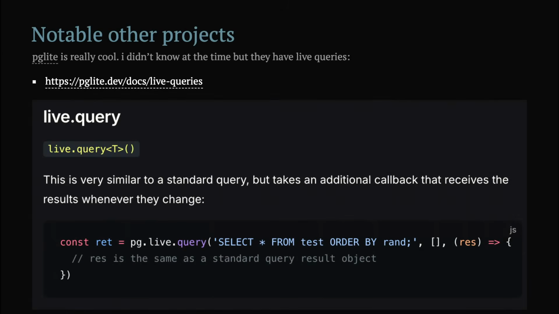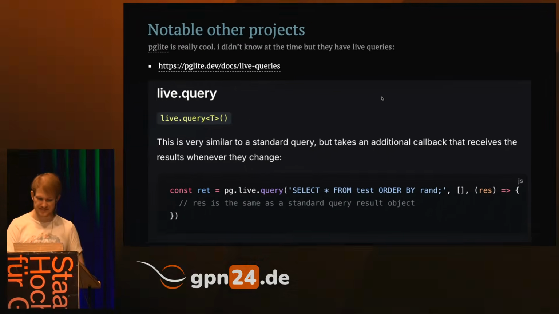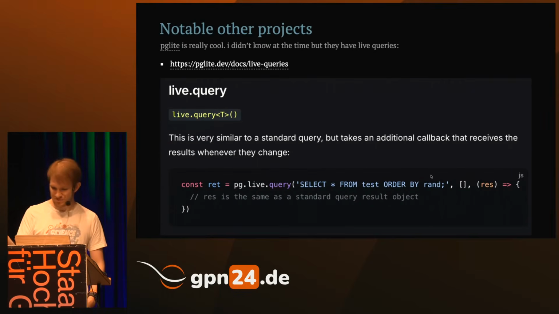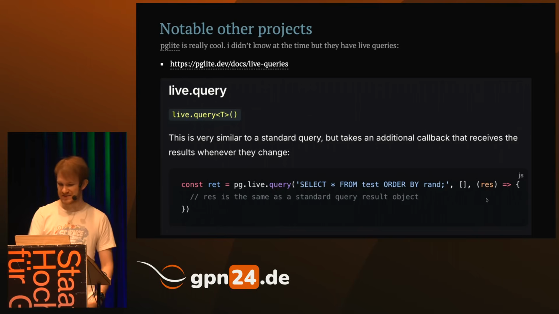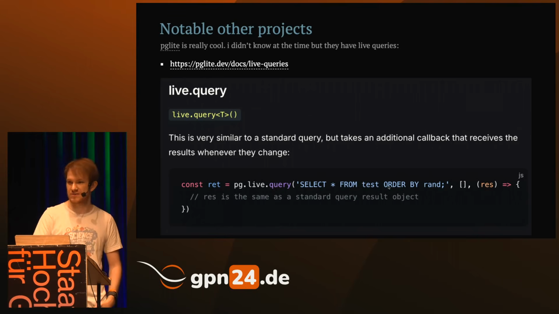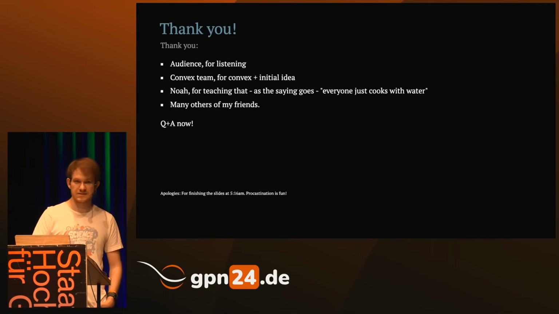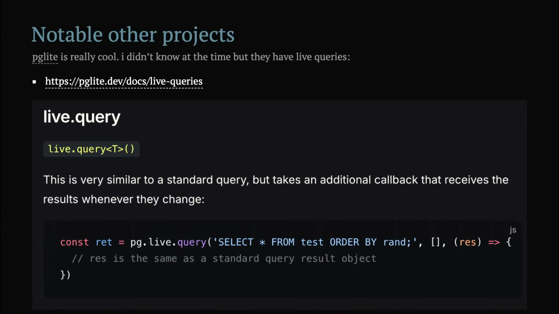And then last slide, actually, notable other projects is PG Lite. This is basically run Postgres inside your node process or your browser, similar to SQLite, basically SQLite for JavaScript. And they have a cool feature which is live queries, where they do basically the same thing, as far as I can tell: you have your query, and if the results of this would change, you get a callback, which you can use. And if I'd known about this, by the way, I might have used PG Lite.